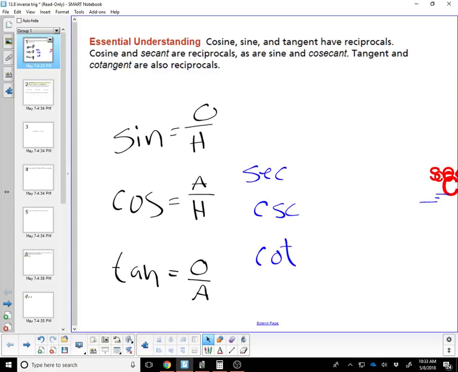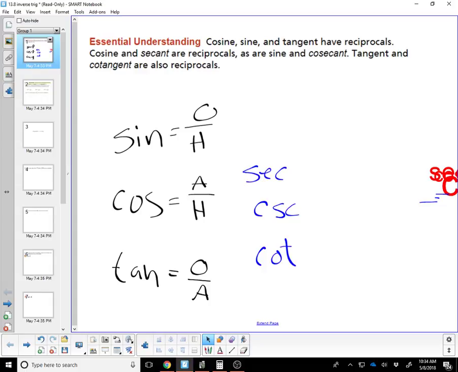Right? Kind of like 3 over 2. What's the reciprocal of 3 over 2? 2 over 3. So all these are reciprocal functions, okay? So there's no need to get all worked up about having to memorize new stuff. What you do need to memorize is which is the reciprocal of which.